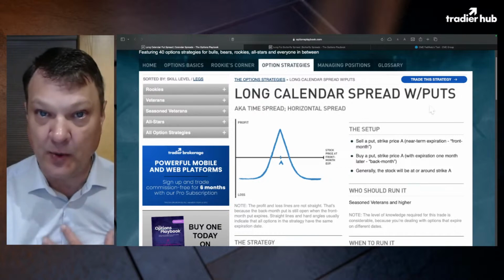Like I said, I normally would do these on an underlying stock when there's going to be an earnings report. And I would set it up so you're buying the further out expiration that would contain the earnings, and the shorter term expiration would not. It would expire before that earnings announcement. So we're going to do it a little different. We're going to use the index.